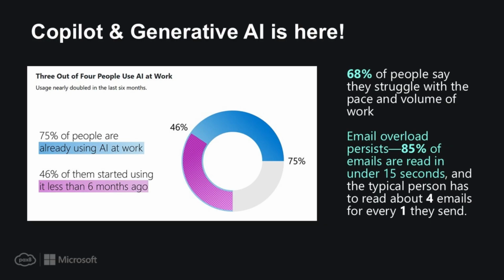But also on this perspective, if we're thinking particularly through the prism of email, through the prism of Outlook, we are seeing that a lot of people are using AI, but also the same amount of people, give or take, are struggling to get through the pace of their volume of work at the moment, with email overload being a really consistent theme. 85% of people are reading their emails in under 15 seconds, probably no matter how long they are. And the vast majority of people are receiving about 4 emails for every 1 email that they're sending.